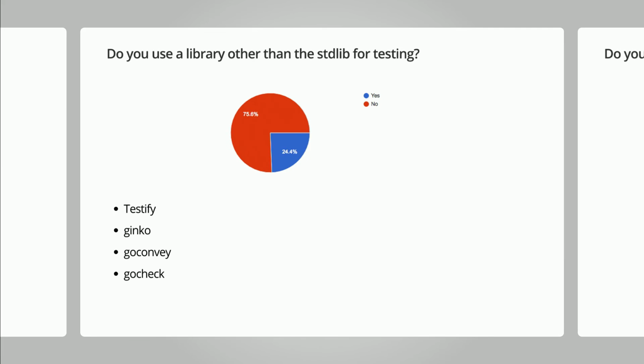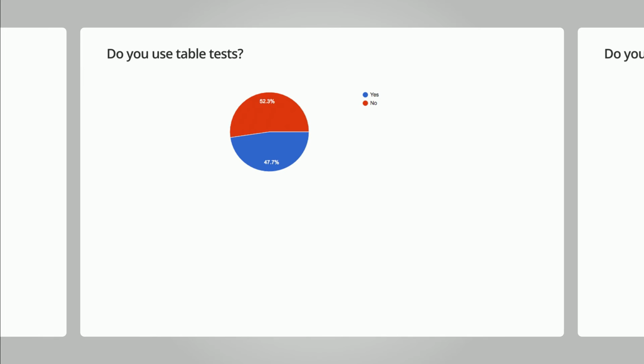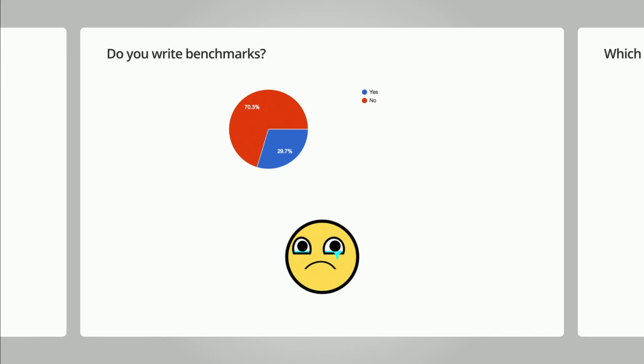For testing, the standard lib is used by the vast majority of people. About three quarters of people do not use something else. Of the people who do use other things, Testify, Ginkgo, and other libraries were prevalent in the write-in responses. Table tests, 50-50. Benchmarks, no, and this made me really sad.